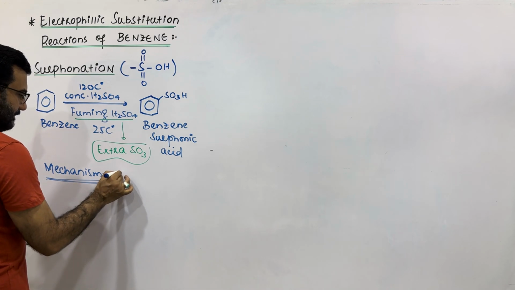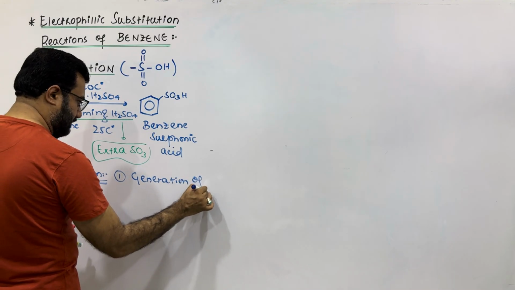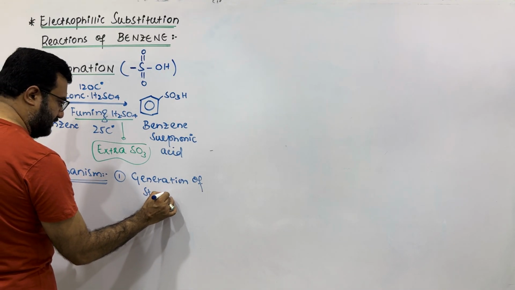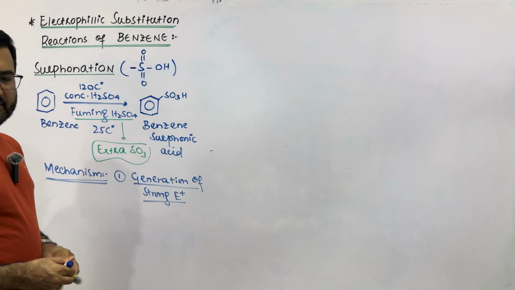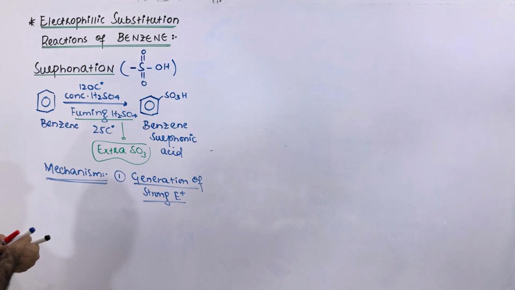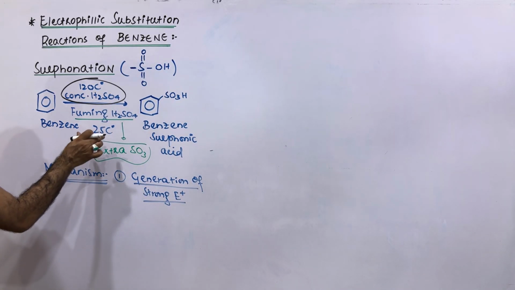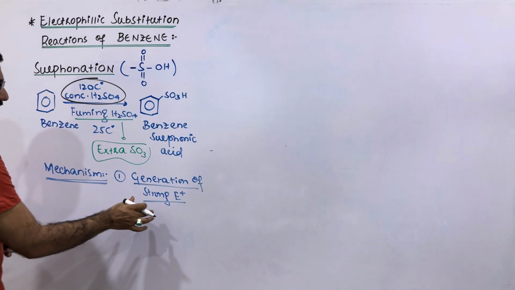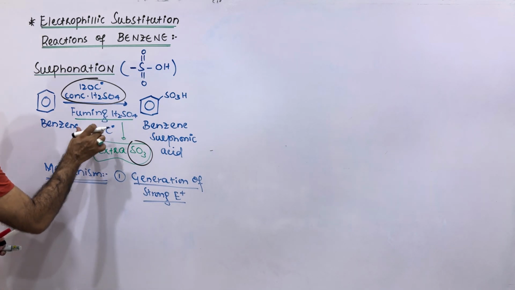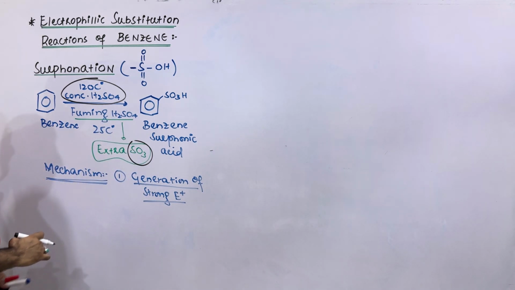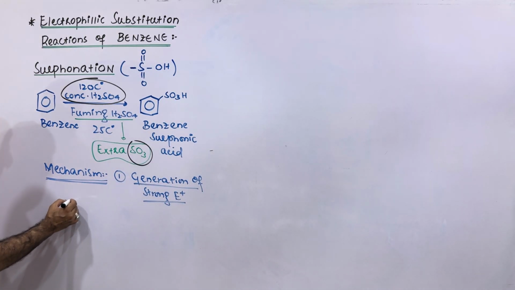The first step will be generation of strong electrophile. And my dear students, this first step is very important in the case when there is concentrated H2SO4 at 120 degrees Celsius. If you are using fuming H2SO4 at room conditions, then the generation of strong electrophile is not required as the strong electrophile is already present in the fuming H2SO4 and it will directly attack on the benzene and the reaction will start from the step number 2.